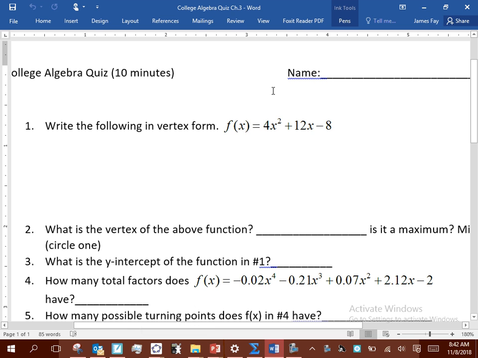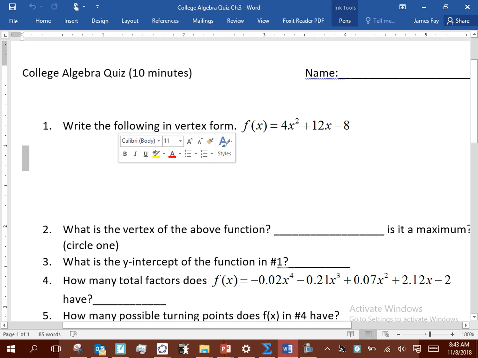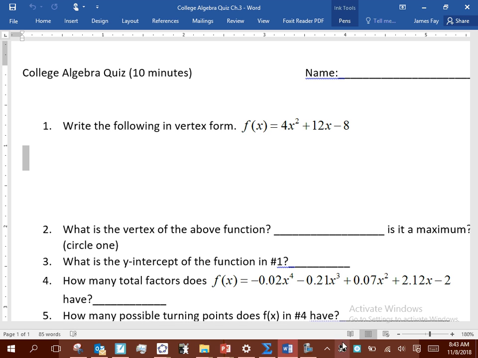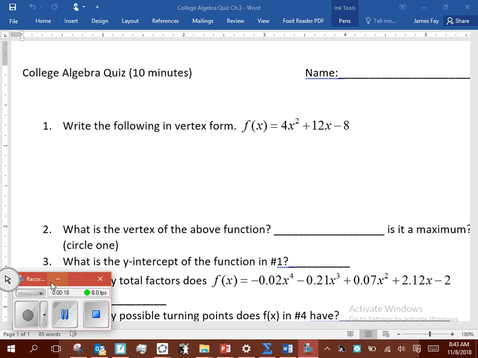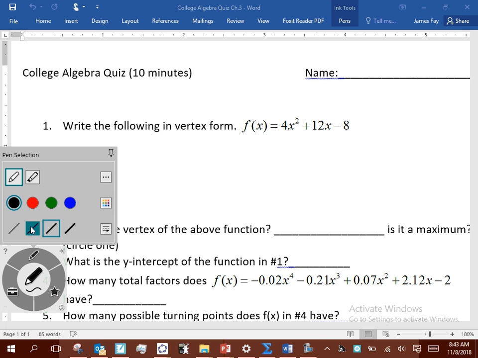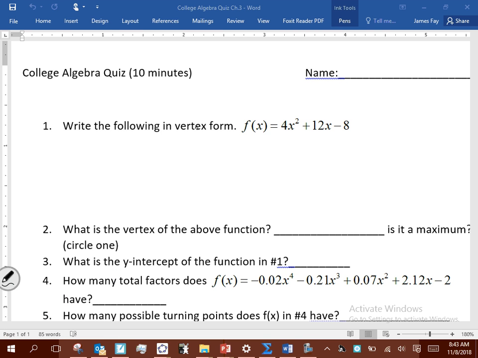In vertex form, you've got a couple options. A lot of people go in with completing the square, which is fine. My suggestion is what I would do. I would go x is equal to the opposite of b over 2a, right?